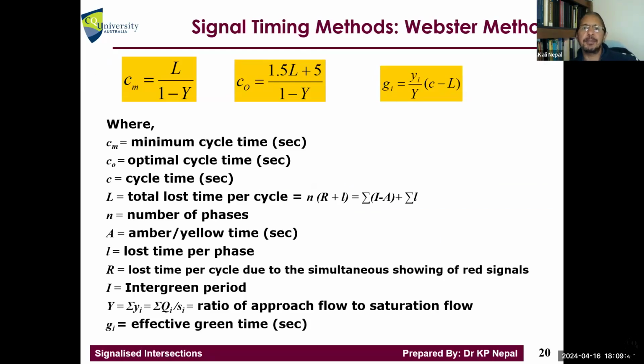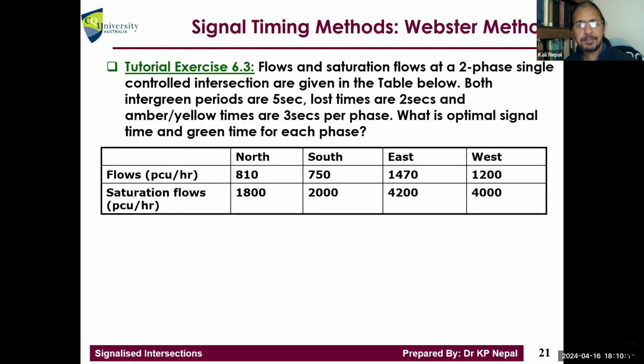We use the Webster method. That's the first starting method. We call it minimum cycle time, given by L divided by 1 minus Y. L means lost time, the sum of total lost time per cycle, which is for all the phases. So the optimal cycle time is given by that equation, and then the green time allocation for each phase is given by that equation. Let's do one small problem, right?